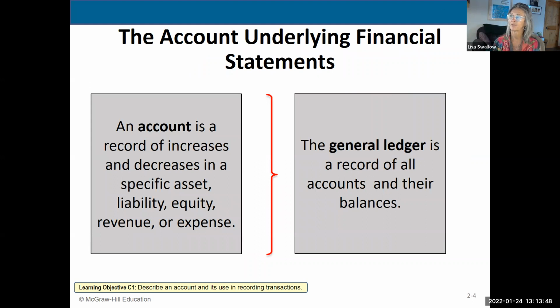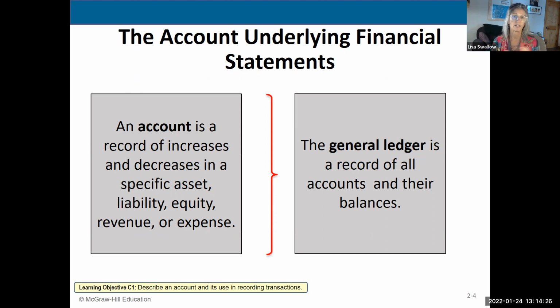So the basis of all this is we are going to be using something called accounts. There's a separate account for each type of asset, liability, or equity. For example, I have an account called cash. I have an account called accounts receivable. I have an account called supplies. I have an account called accounts payable. Remember, anything with the word payable is a liability because I owe it. I have an account called notes payable.